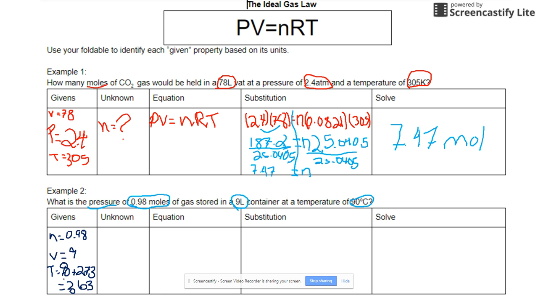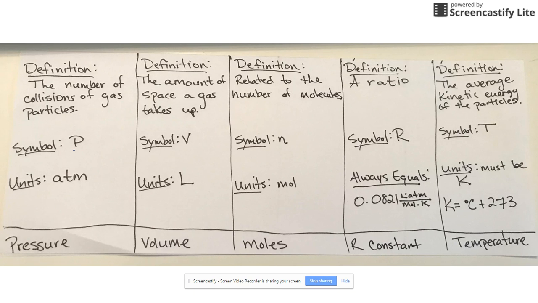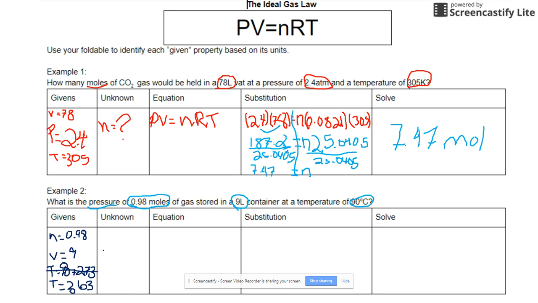Okay, so I've got my temperature here. This is the number I'm going to use. I'm going to cross this out so it doesn't confuse me later. Okay, my unknown, well, it says what is the pressure? Pressure has the symbol P. The pressure is a big question mark. Equation, again, the only equation we've learned so far. It's got most of this stuff in it.